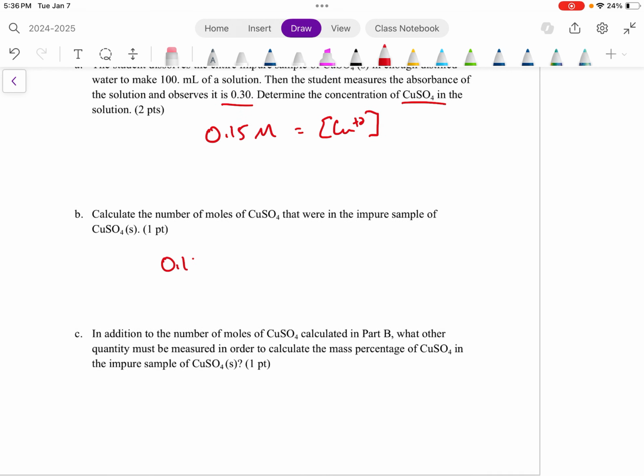Then it's calculate the number of moles. So 0.15 is moles per liter. So you're going to multiply by the volume of solution. They tell you it is 100, so it's 0.100 liters, and that's going to give you 0.015 moles of copper sulfate. Okay?